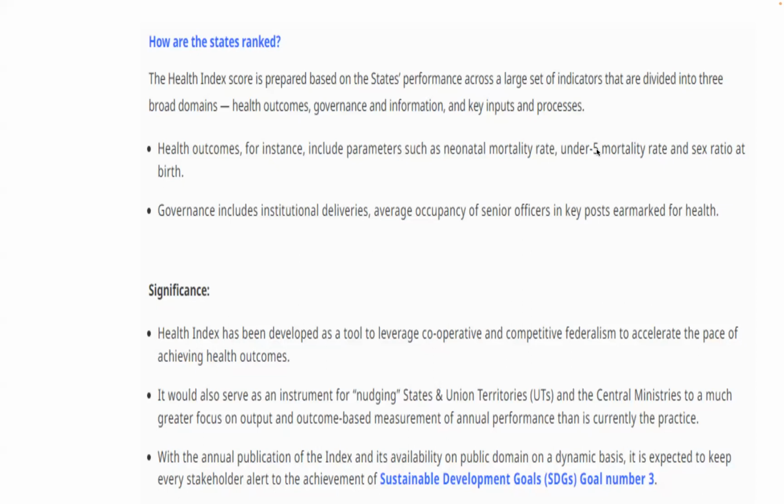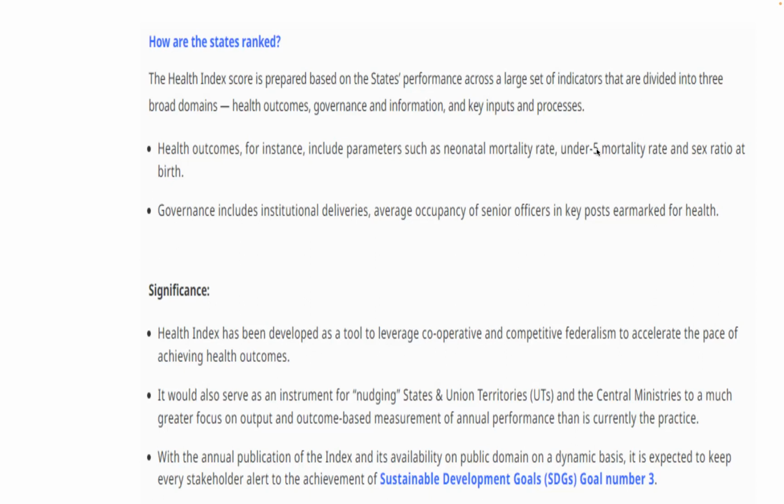Of course, the main segmentation is as per the health outcome, as per the governance and information system, as per the key input and process. We are identifying states or ranking the states. Health outcome, for instance, includes, and now if I am saying health outcome, what does it mean actually? Under health outcome, for instance, it includes parameters such as neonatal mortality rate, under 5 years of age mortality rate, and sex ratio at birth. So here we are talking about prenatal mortality rate, under 5 mortality rate, or even the neonatal mortality rate.